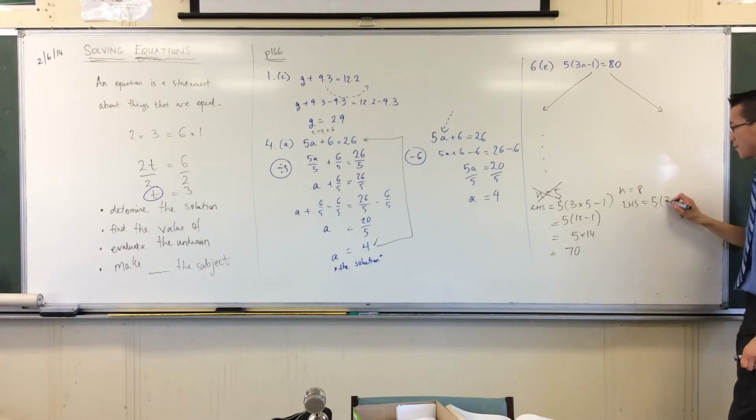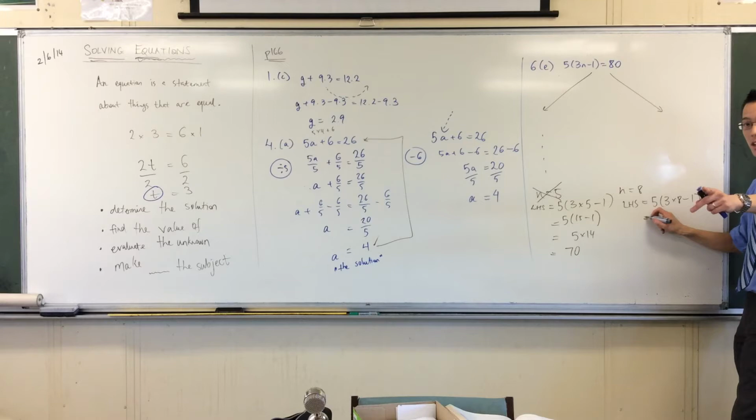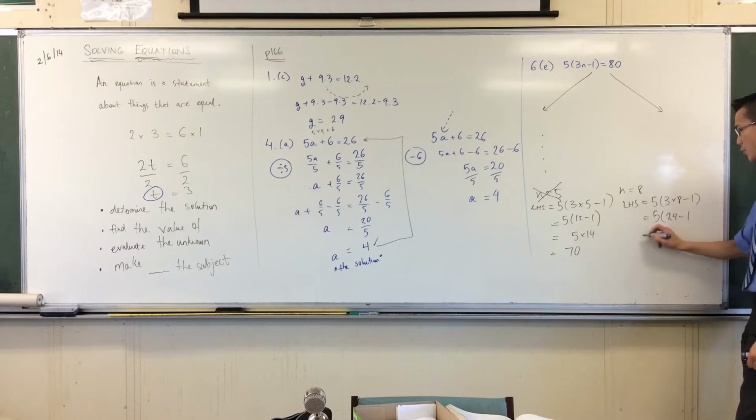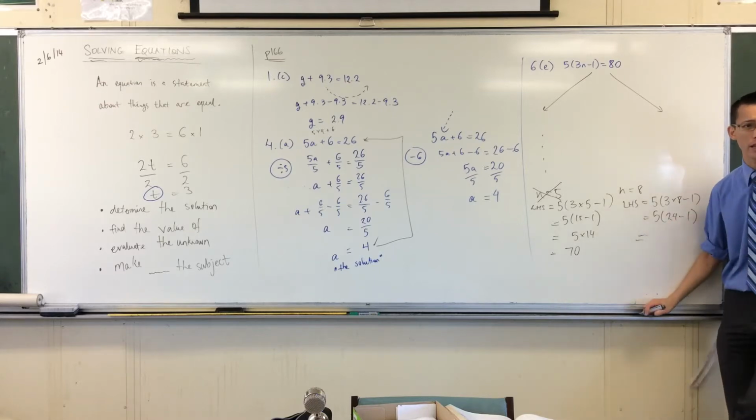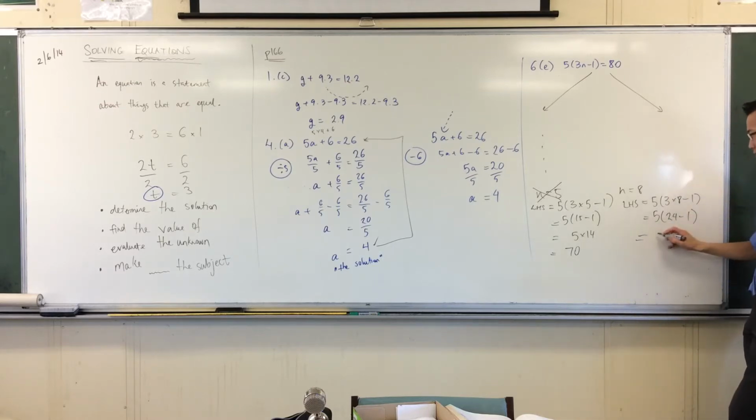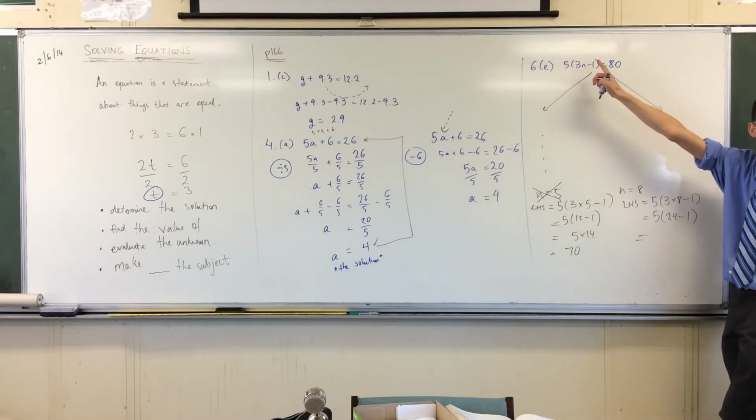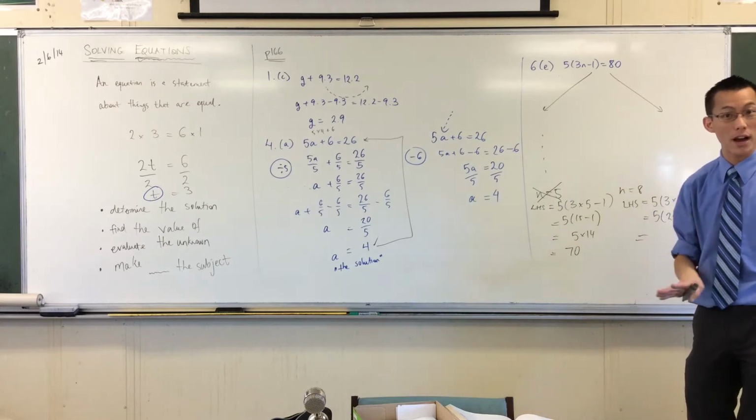I'll go 3 times 8 minus 1. Again, I'll do the multiplication first. That's going to be 3 times 8 is 24. Take away 1. 24 take away 1 is just 23. No, wait, why are you going 8? You told me to put in 8, so I put in 8. Isn't it 5 times 3, and then you go 5 times... Look at the brackets. You've got to know your order of operations really well.